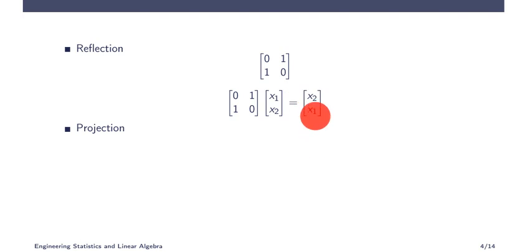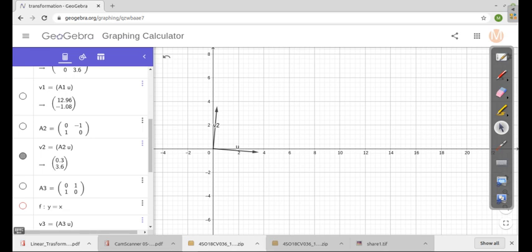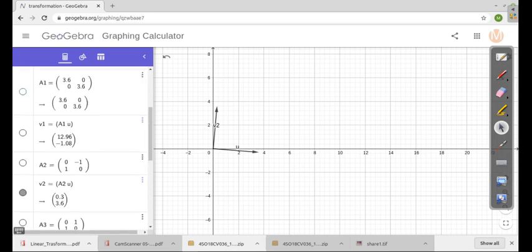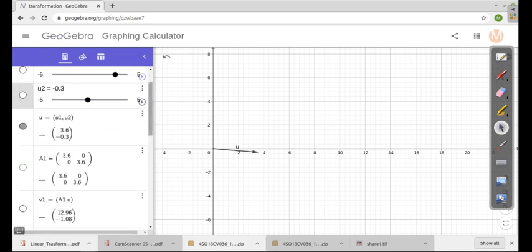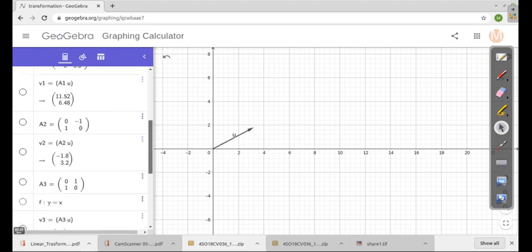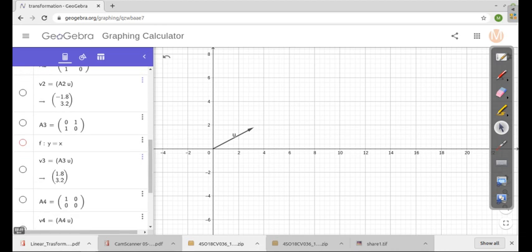That is why it is called a reflection. Why? Because the positions of x1 and x2 change. We will see this one in the vector space. So I will hide the vector v2 now, and I have the vector u here. I will place it in the first quadrant by changing the value of u. Okay, so this is in the first quadrant now. Now I am changing the axis for plotting.